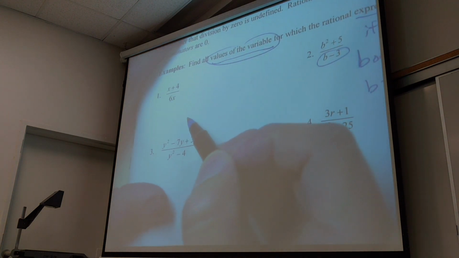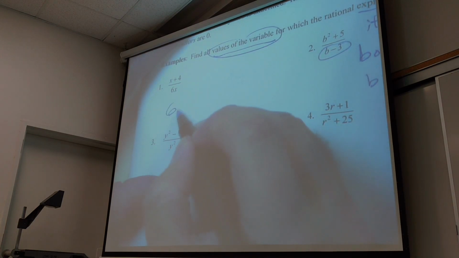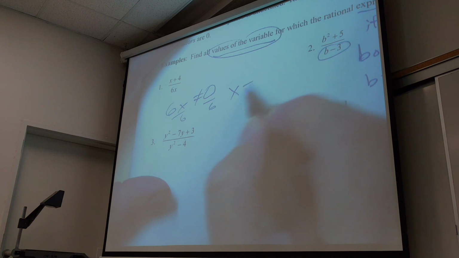So what about the first one? The first one's actually easier. The bottom can't be 0. Divide by 6. So the x can't be 0.